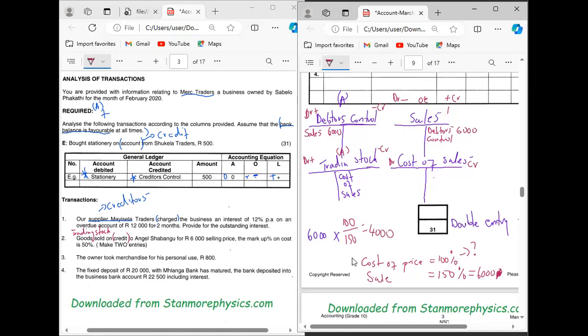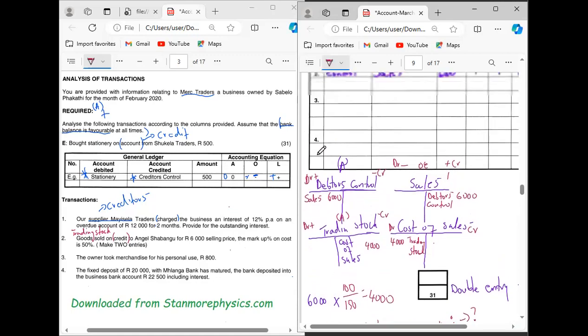selling price. Cost of sales must be less than our selling price. How much is our cost of sales? It's 4,000. One account is credited, meaning another account must be debited. So we are going to debit our cost of sales, 4,000, and credit trading stock.